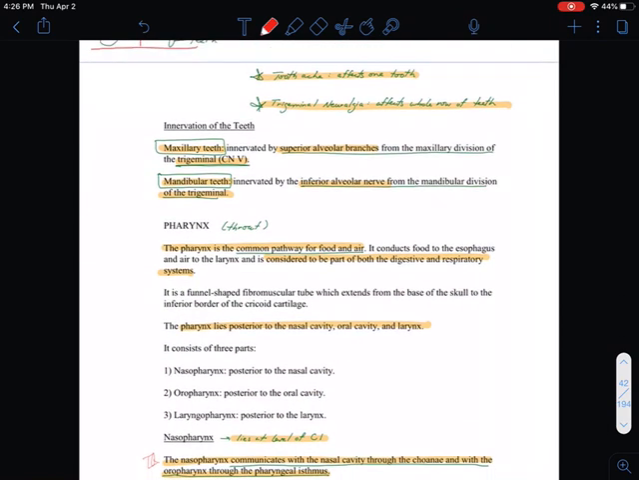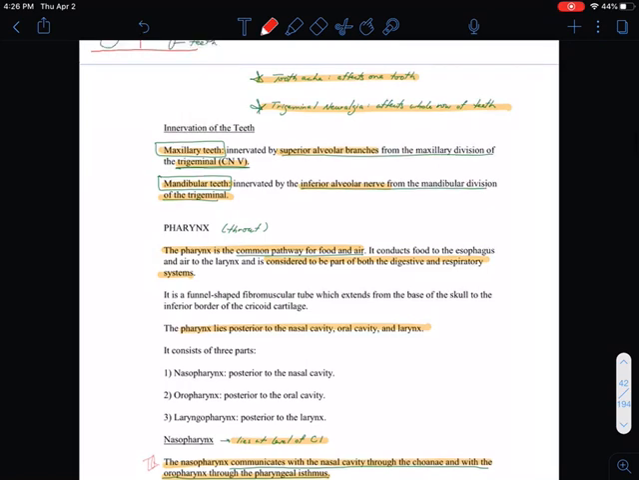Next, we have our innervation. The reason I point this one out is because your upper row of teeth, maxillary row, are innervated by the superior alveolar branch of the trigeminal nerve, while your mandibular teeth, your lower jaw, are innervated by the inferior branch. So they are technically coming from the same nerve, but they are different branches. Know that they are different branches. Maxillary teeth above are superior alveolar, mandibular teeth below are inferior.